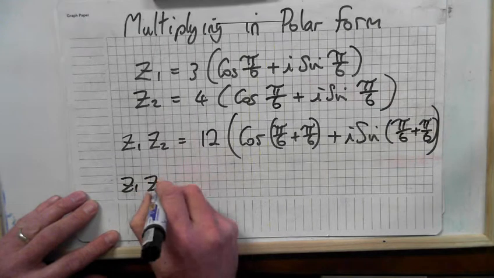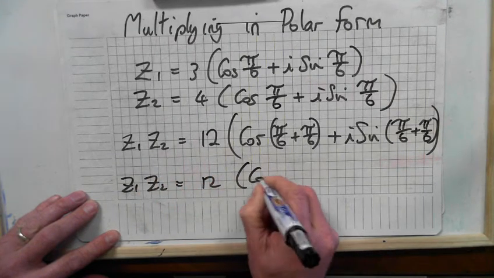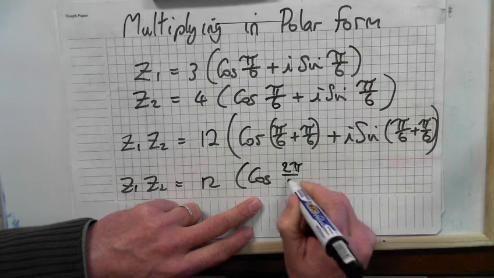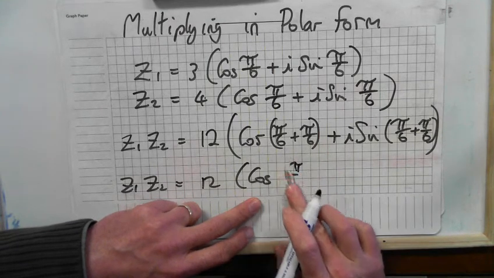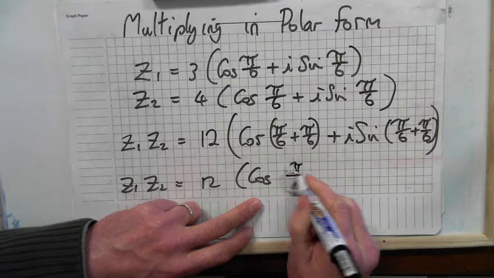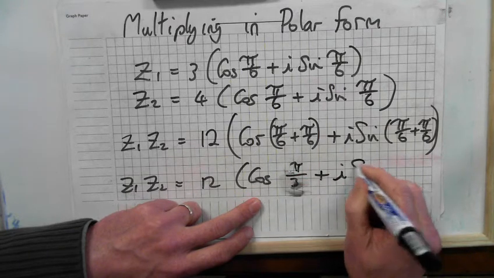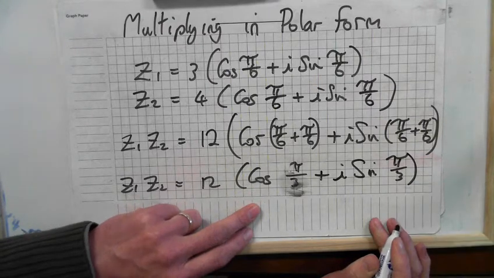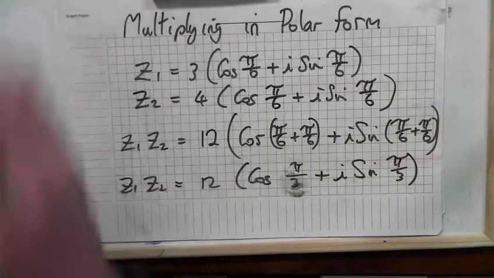So Z1 times Z2 is equal to 12 cos. Obviously, you can write it like this: 2 pi over 6. So 2 over 6 is equal to 1/3, so pi over 3. Plus I sine pi over 3. Is that right?